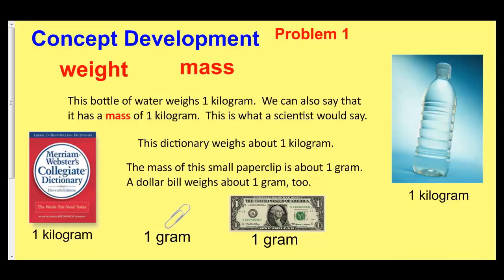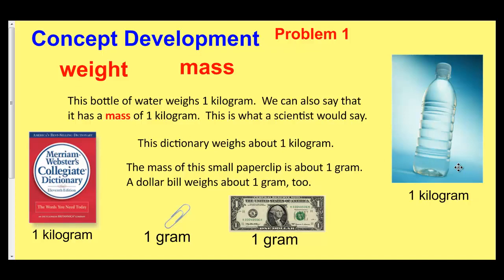Okay, so before we get started, it's really important that you have some kind of benchmark to compare these weights with. In the United States, we don't talk about kilograms and grams too much. We mostly talk about pounds and ounces. So it's important that you have some kind of visual image of how much a kilogram weighs. If you take a look at this dictionary, it weighs about 1 kilogram. Also, a larger water bottle that's full of water weighs about 1 kilogram.